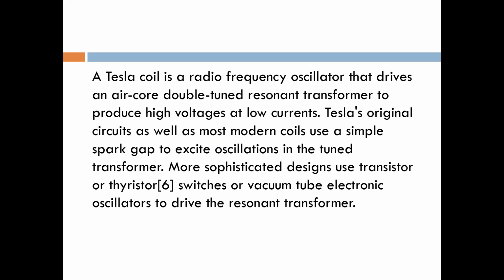A Tesla coil is nothing but a radio frequency oscillator that drives an air core double tuned resonant transformer to produce high voltages at low current. Tesla's original circuit as well as most modern coils use a simple spark gap to excite oscillation in the tuned transformer. More sophisticated designs use transistor or thyristor switches or vacuum tube electronic oscillators to drive the resonant transformer.